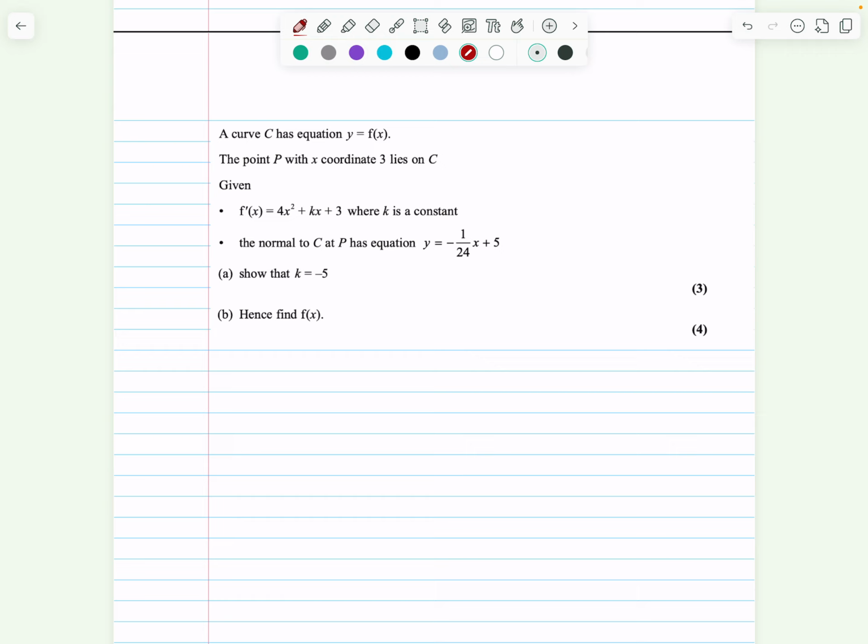Question number 8 is related to differentiation. In this question, they say a curve C has an equation f of x, where the point P with the x coordinate equal to 3 lies on C.